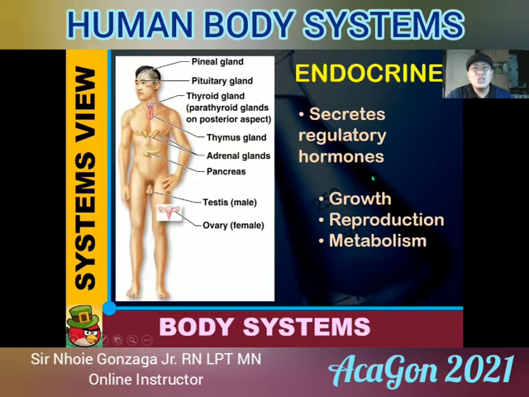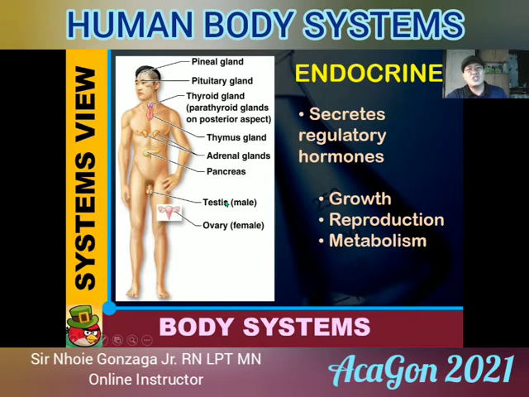Next to that, you will have your endocrine system. The endocrine system actually studies the hormones in the human body. That is why the primary function of the endocrine system is to secrete or to produce regulatory hormones in the body. So right here in your illustration, you will have all the glands in your body that produce different hormones for the different needs of humans.